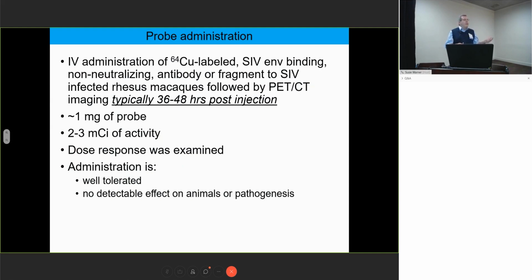At the same time, copper-64 does have a longer half-life, so that needs to be considered. In general, though, we've done some dose responses in the past, and we haven't had any issues with that. In general, this has been well tolerated now over, I don't even know how many animals we've imaged, a lot of animals. So we've not had any issues with the probe.